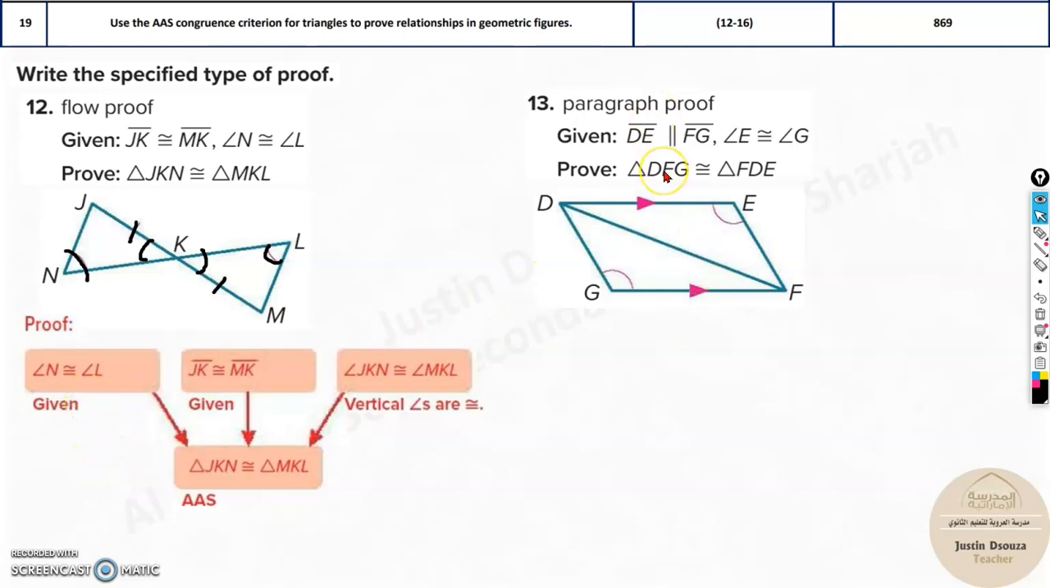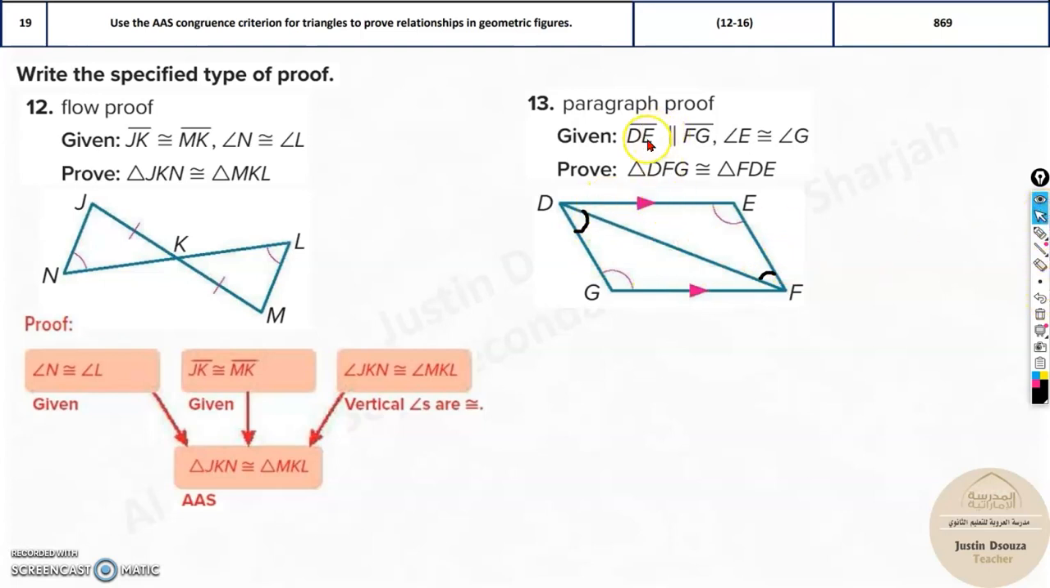Let's look over here. Paragraph proof. We write in paragraphs. They have told DA is parallel to FG. Now this is important when parallel lines are given. You need to keep in mind when parallel stuff is given, interior angles happen. Now this is a common side. This angle is equivalent to the other alternate interior angle. These are alternate interior angles.